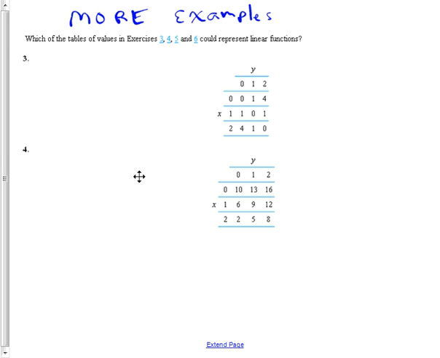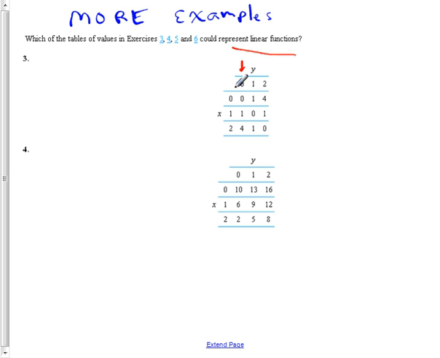Right, so we're looking at more examples of linear functions in 3 dimensions. Let's start by looking at this table where we left off, and we want to decide which could represent linear functions. The idea is that if we fix our y values, we should see constant changes in our x values.